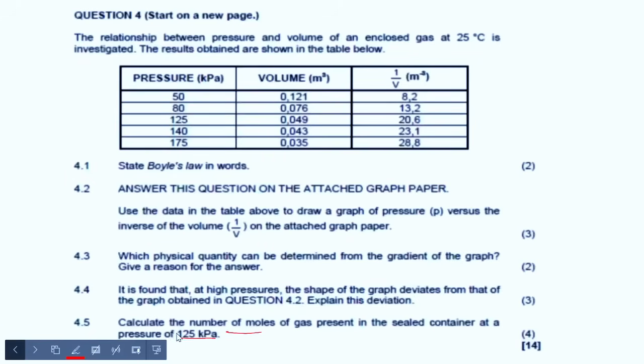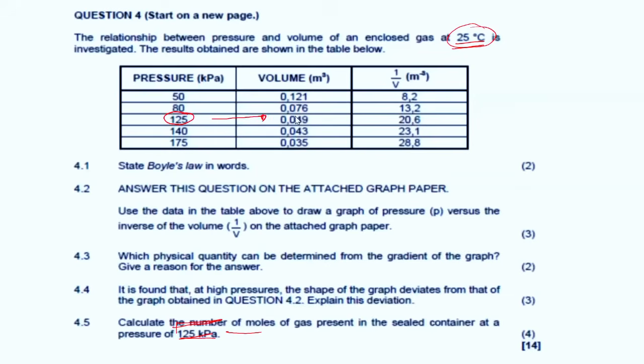We are given 125 kilopascals, so there has to be a conversion that takes place here. And then above here, we are given the temperature, which we can see is in degrees Celsius, so there's another conversion that needs to take place. But then let's look at 125. When the pressure is 125 kilopascals, what's the volume?